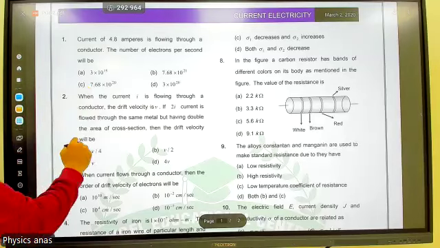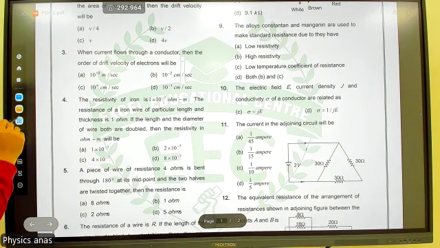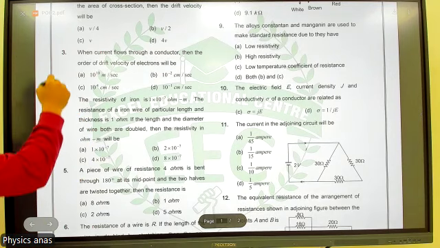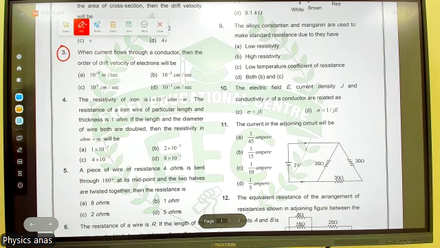The next one. Third one. That's not a calculation question. You have to remember this value. When the current is flowing through a conductor, what will be the order of drift velocity of electrons? Remember that order of drift velocity.